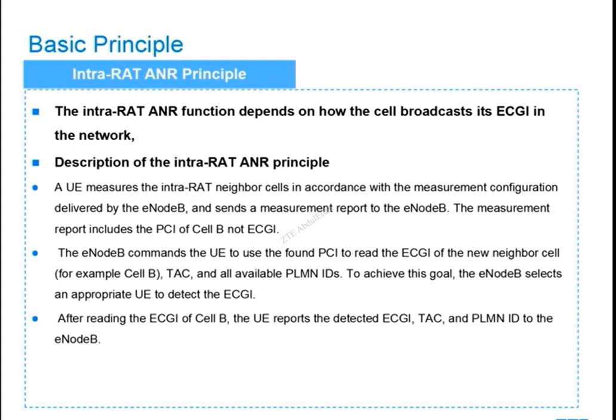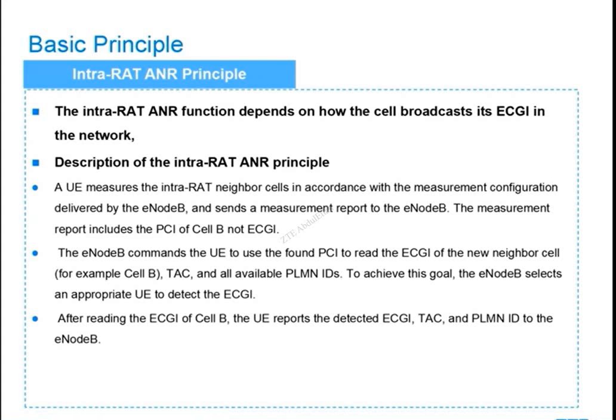When the UE measures intra-RAT neighbor cells in accordance with the measurement configuration delivered by the eNode B side, it will report the measurement result to the eNode B. So this measurement report will include the PCI of the target cell. If we just know the PCI, we cannot get the real information. The real cell information is the ECGI, because the PCI can be reused, the ECGI cannot.